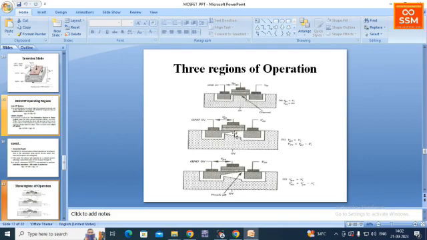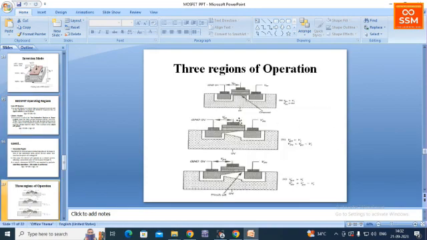As a result, the depletion region increases. I am showing this empty white region now, which represents the depletion region created between the substrate and the drain and source regions. Only at the drain end does this depletion region increase, since the reverse bias increases across this region.